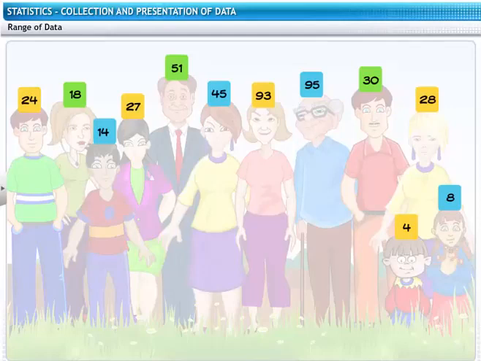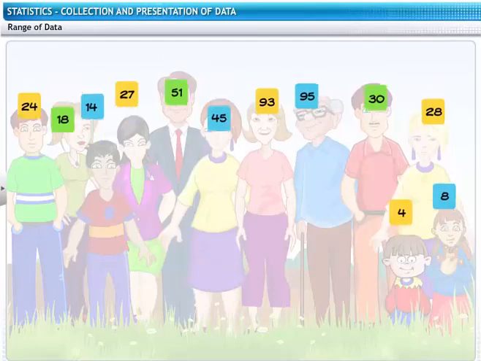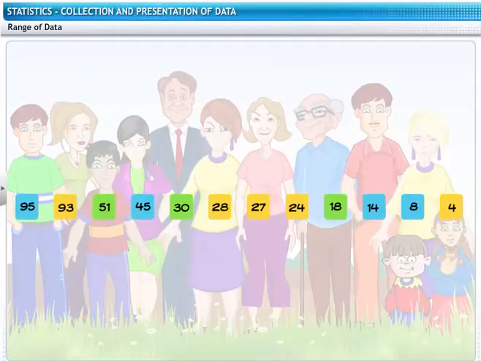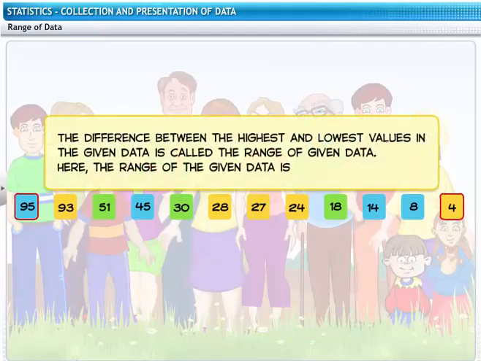We can make the observation of highest and lowest values in given data easier by simply arranging the data in ascending or descending order. Here, we have arranged the ages of Mr. Longlife's family members in descending order. The highest and lowest values in the given data are of special importance. The difference between them gives a number that is called the range of given data. Here the range of the given data is 91.